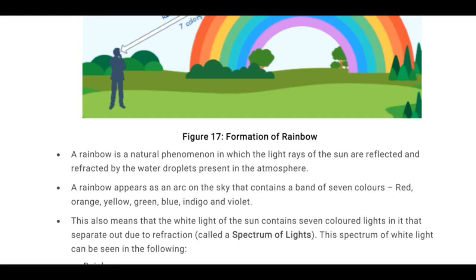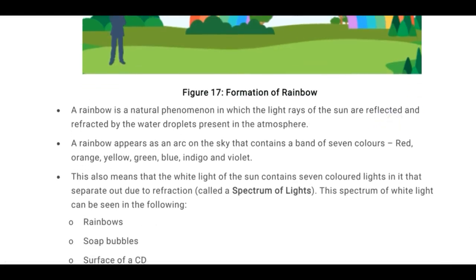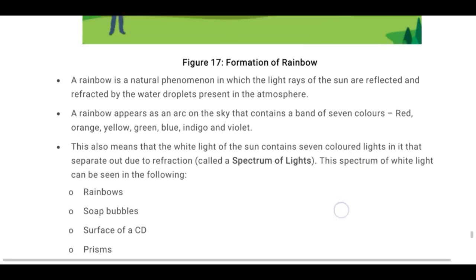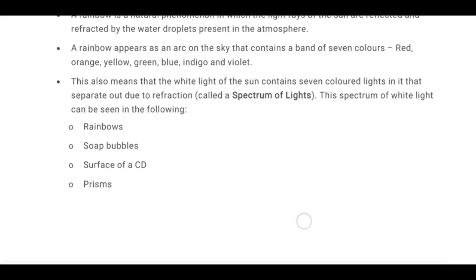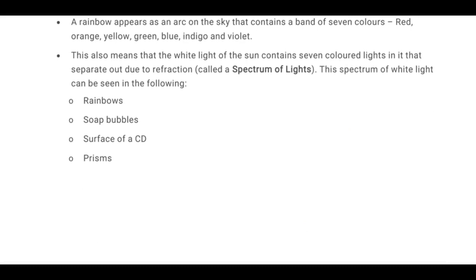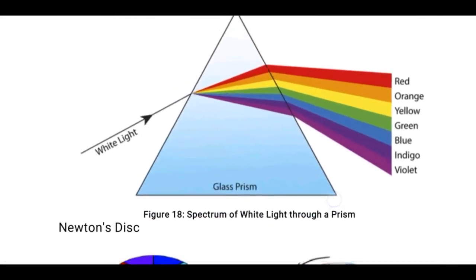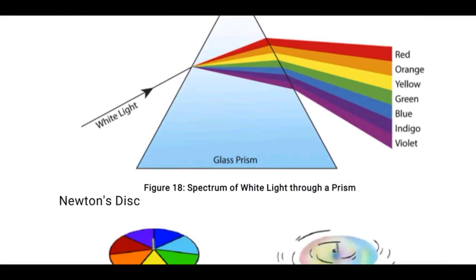A rainbow appears as an arc in the sky that contains a band of seven colors, that I already explained to you. This also means that the white light of the sun contains seven colors in it, which separate out due to refraction. Because of refraction, it separates into seven different colors, and we are able to see this spectrum of light. You can see it in rainbows, soap bubbles, the surface of CDs, and prisms. A prism is also capable of producing these seven different colors.